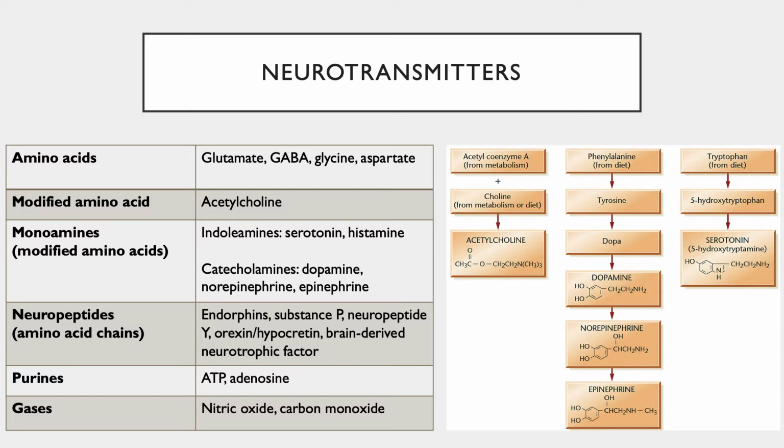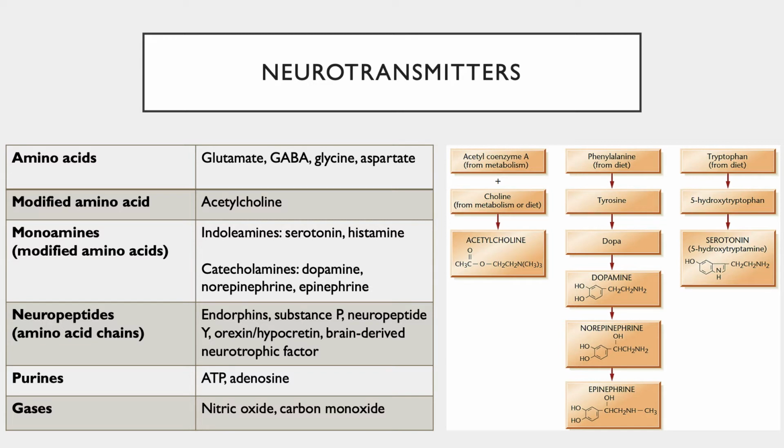Glutamate is essentially the on switch. It's an extremely prevalent and excitatory neurotransmitter. The yin to glutamate's yang is GABA. GABA is a very prevalent, highly inhibitory neurotransmitter. In a category of its own is the modified amino acid acetylcholine. Acetylcholine plays important roles in learning and memory, and it's implicated as part of the pathophysiology of Alzheimer's disease.